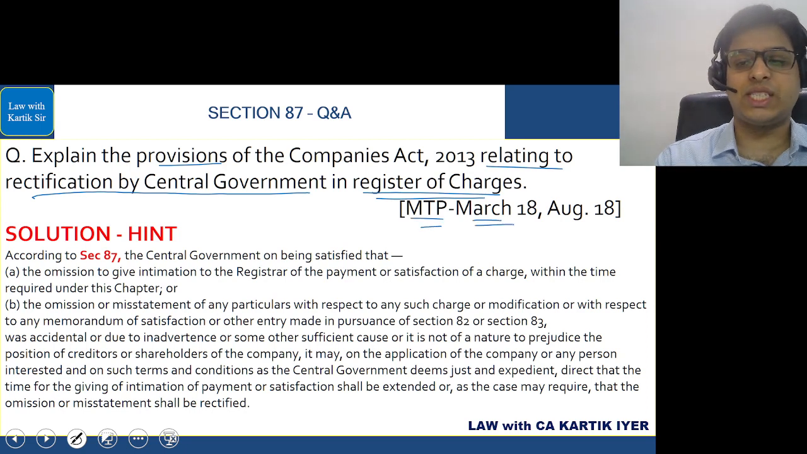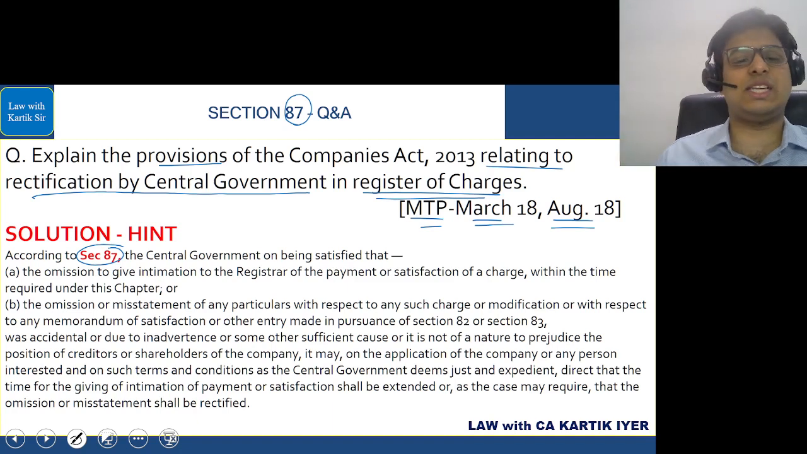Mock test paper March 18, August 18. So they have given here section number 87. Section number 87 is clearly given entirely, again a direct question. So for a direct question you can simply write that section. It is about writing the section. Okay. So you should know the section.